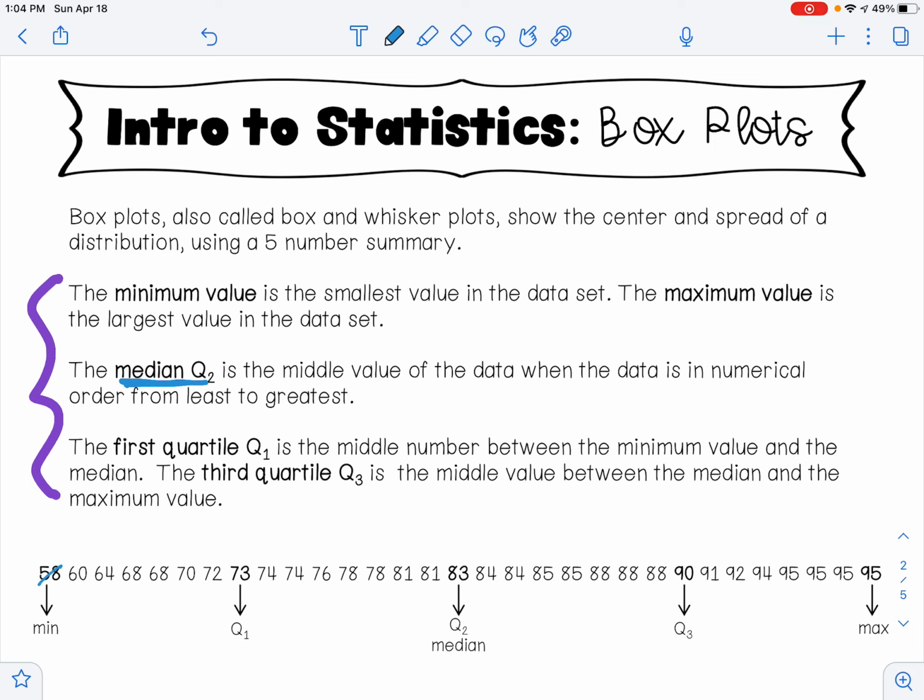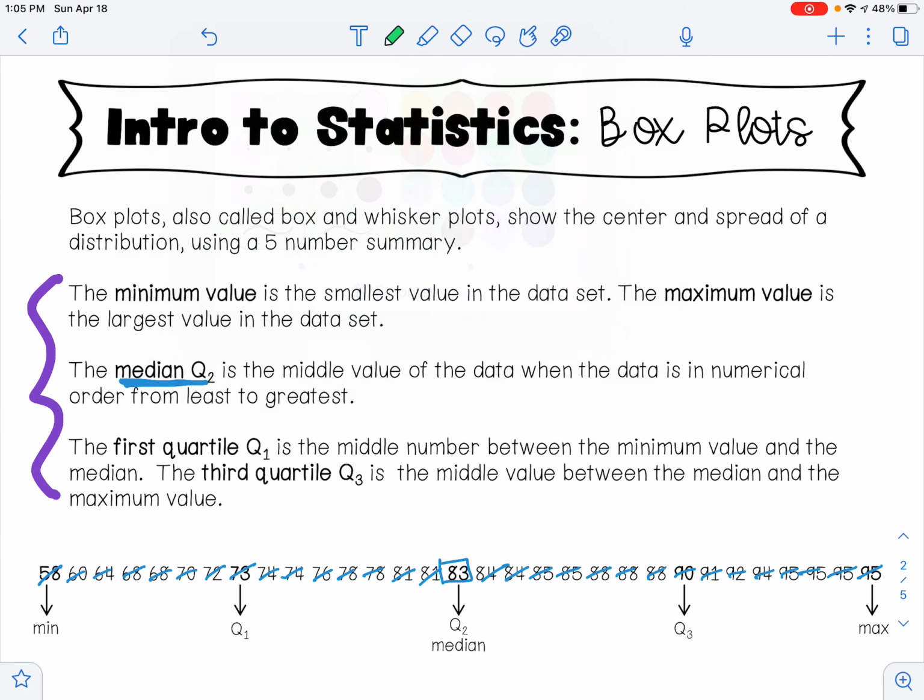So I go 1, 2, 3, 4, 5, 6, 7, 8, 9, 10, 11, 12, 13, 14, 15, and then you get to your middle value, which in this case is 83.